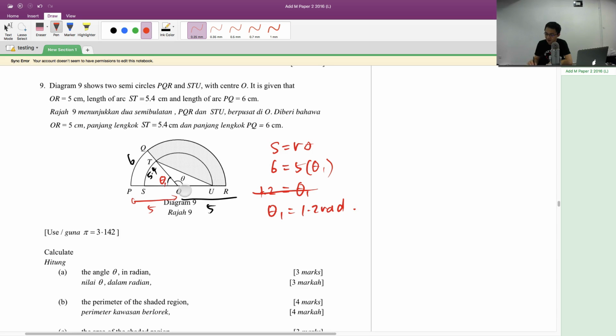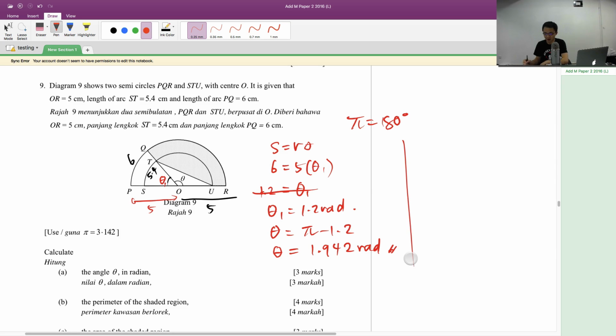If theta 1 is 1.2 radian, we want to find theta, the whole straight line. It is 180, but this is radian, so we never use 180 in radian. Radian for 180 we call pi. So I will use pi minus 1.2, then I will get 1.942 radian. Alright, this is how we find theta, 3 marks. It's quite simple.